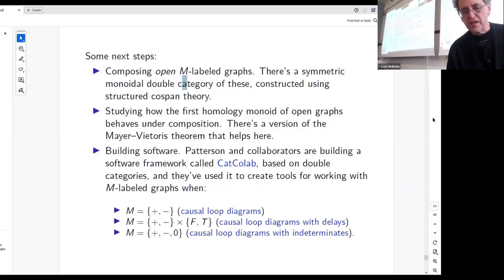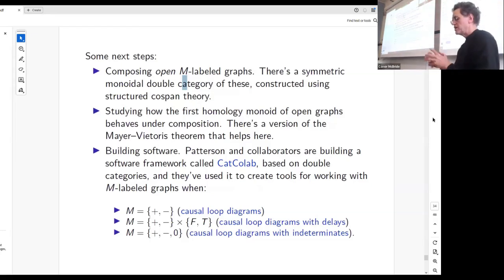So what are some next things we can do? Well, certainly we want to talk about composing open M-labeled graphs, that is, graphs with some edges dangling off of the edges. For those of you who've been studying this business of structured cospans over the years, you'll know that this is the kind of thing that those people do. So there's a symmetric monoidal double category of open M-labeled graphs. So that lets you study them compositionally. A little more non-routine is the fact that you can study how this first homology monoid behaves under composition.